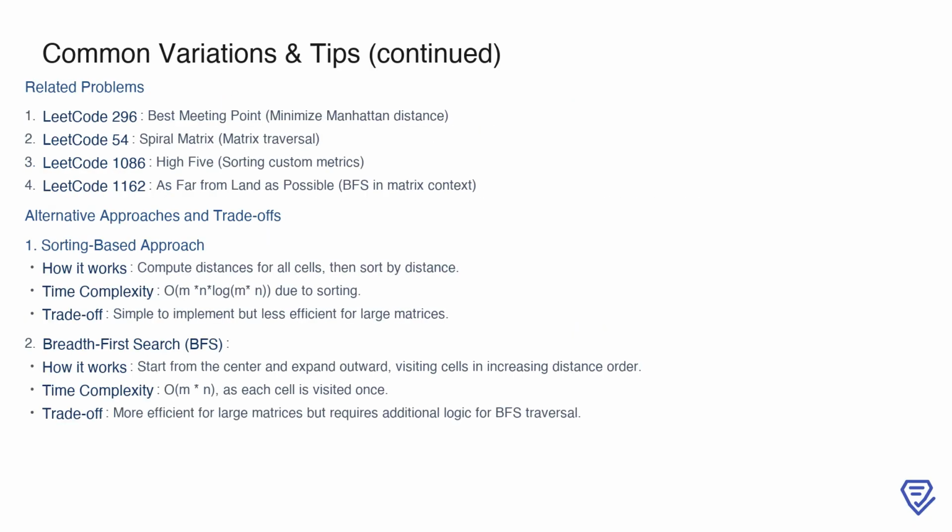This problem also connects to several related challenges that can help deepen your understanding. For example, LeetCode 296, Best Meeting Point, shares the goal of minimizing Manhattan distances. LeetCode 54, Spiral Matrix, involves navigating a matrix in a specific order, which is another traversal pattern. LeetCode 1086, High 5, emphasizes sorting with custom metrics, and LeetCode 1162, As Far from Land as Possible, demonstrates how BFS applies in a matrix context.